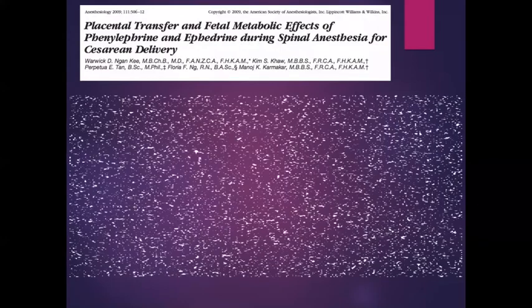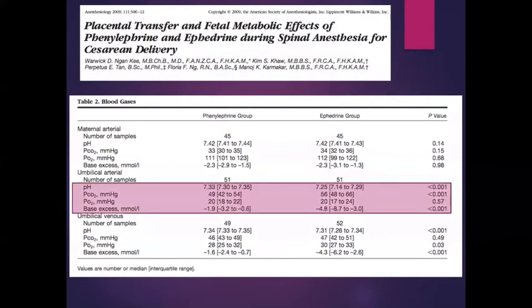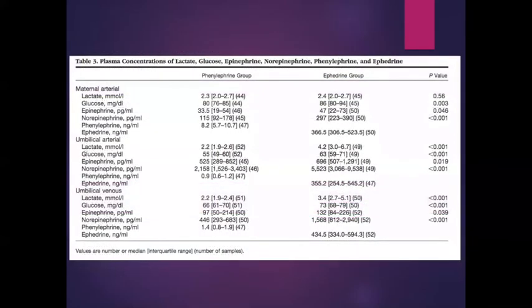In the ephedrine group, umbilical arterial and umbilical venous pH and base excess were lower, whereas umbilical arterial and umbilical venous plasma concentrations of lactate, glucose, epinephrine, and norepinephrine were greater. The study showed that ephedrine crossed the placenta to a greater extent than phenylephrine, as evidenced by considerably greater values for the umbilical venous to maternal arterial plasma concentration ratios in the ephedrine group.